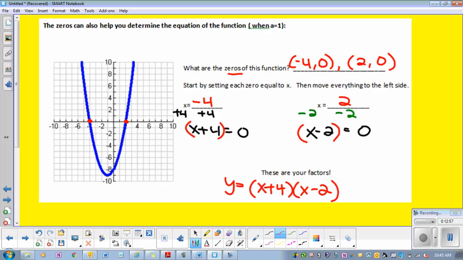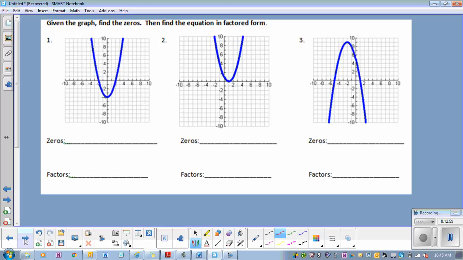All right, so let's try some more. Given the graph, find the zeros, and then find the equation in factor form. You don't have to FOIL it or double distribute it out. Just leave it in factor form. So number 1, what are the zeros here? -2, 0, and 2, 0. So we have x equals -2 and x equals 2, right?